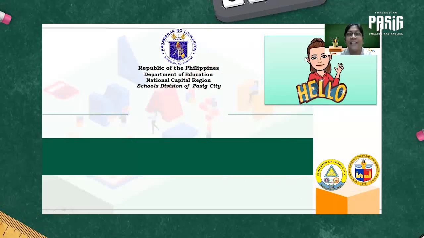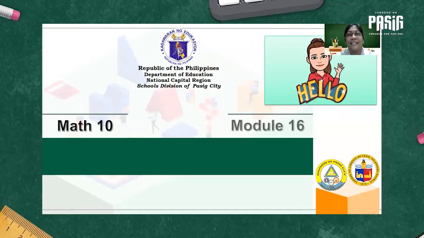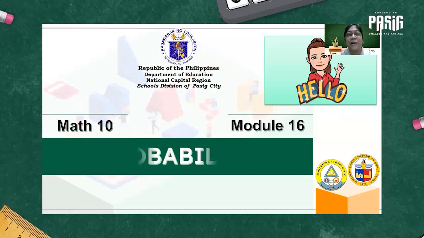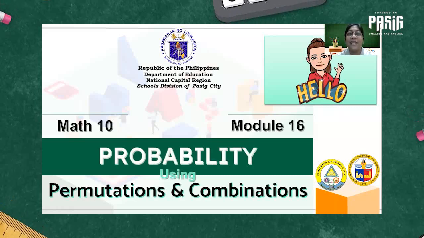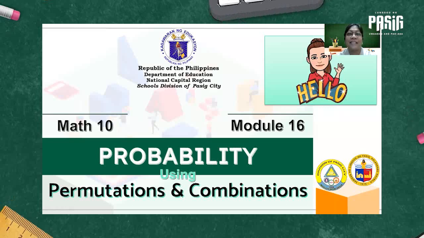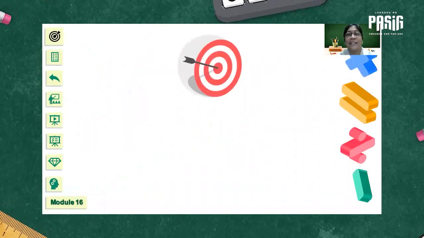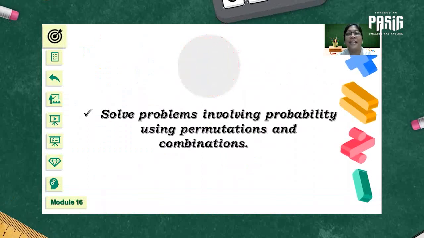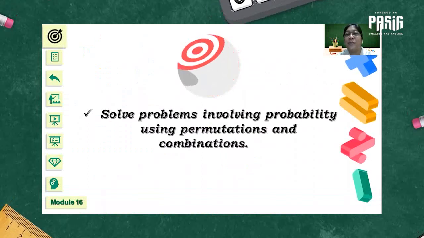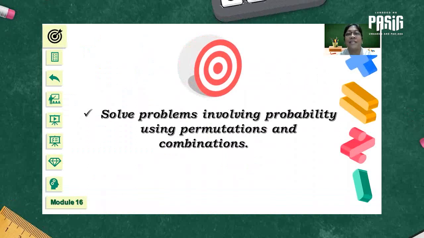Hi everyone! We are now in Module 16, which is about probability using permutations and combinations. After watching this video, you are expected to solve problems involving probability using permutations and combinations.